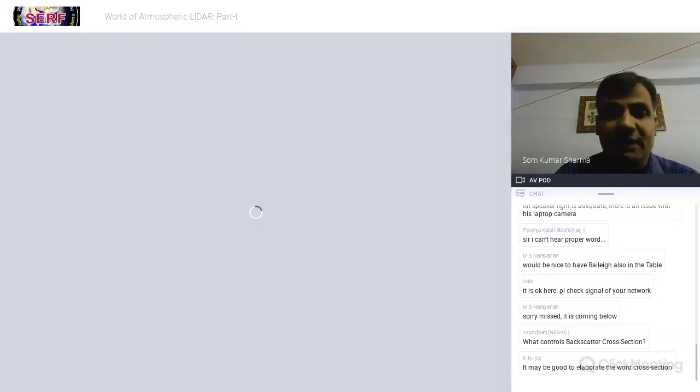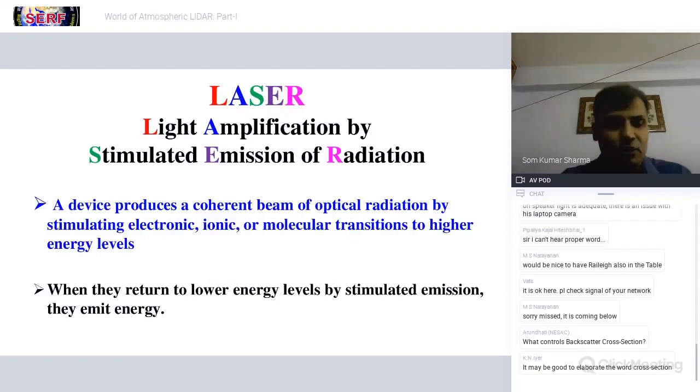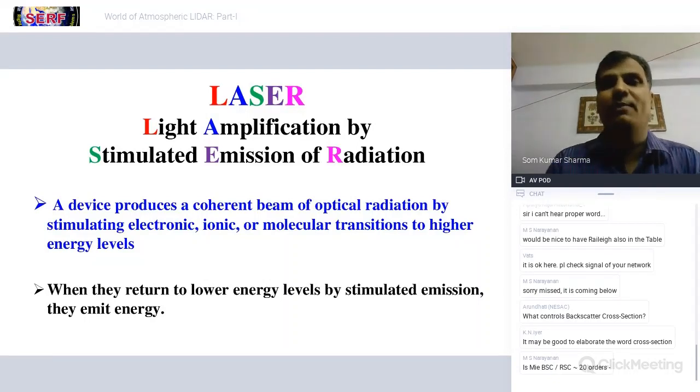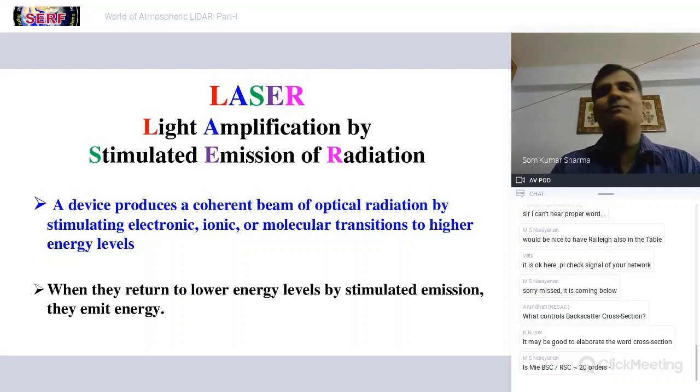Now I will move further and introduce you to the most important component of the LIDAR. Every component is important, but you know, the engine. Every component of the train is important, whether it is coaches or wheels or passengers. But without the engine, things become dull. So in the LIDAR, there are two major things: transmitter and receiver. In the transmitter, it is the laser, and the receiver is a telescope that I will come to later.